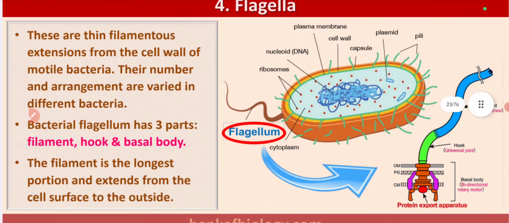Flagella. These are thin filamentous extensions from the cell wall of motile bacteria. Their number and arrangement vary in different bacteria. A bacterial flagellum has three parts: filament, hook and basal body. As in the diagram, the filament is the longest portion and extends from the cell surface to the outside.